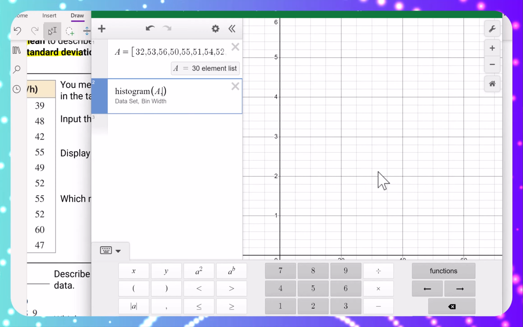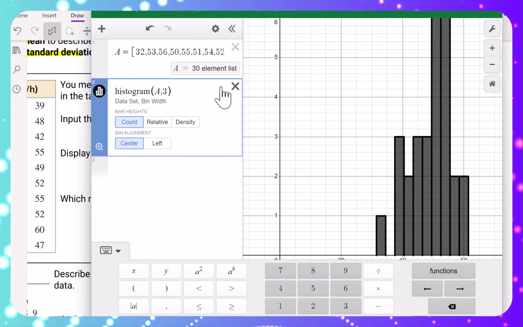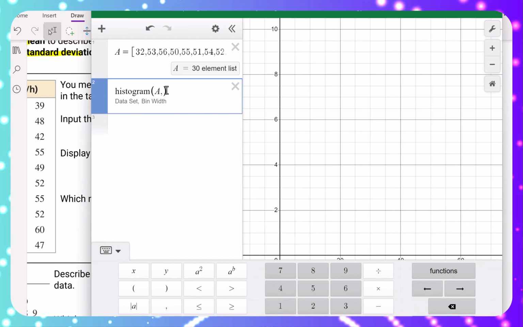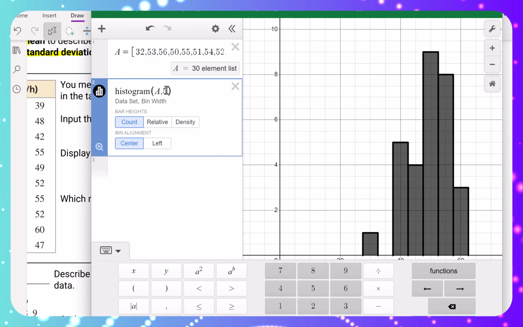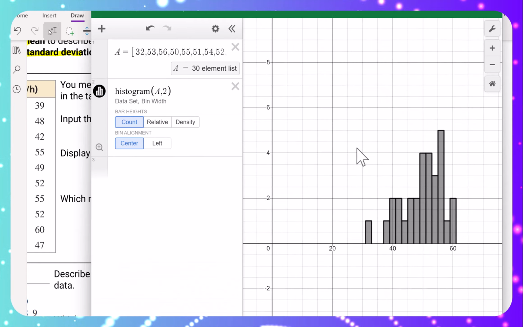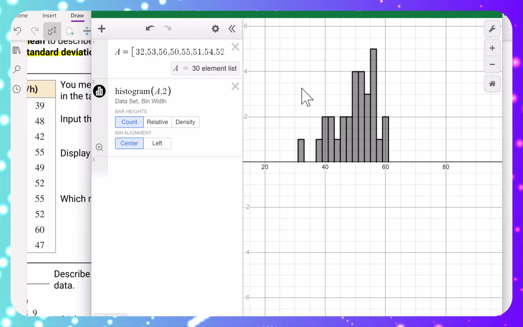Let's do 3. Let me zoom fit that. There we go. I think 3 is a little bit too big. I wouldn't go much more than that. If I change it to 5, see, the bigger your bin width, the more data that you lose, but you can still see the general shape. So I'm going to leave it at 2. Okay, so now I know what that looks like.